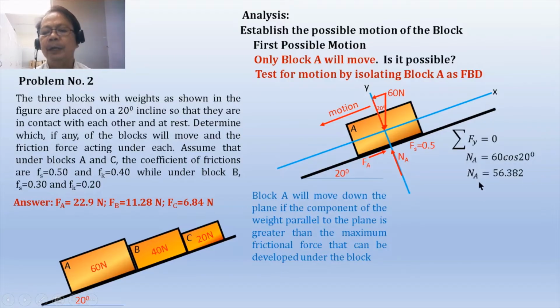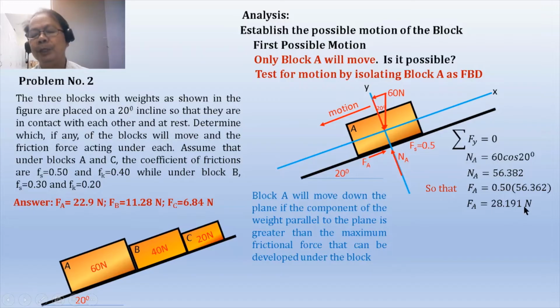Hence, from here, masosolve natin itong N sub A na ang value ay equal sa 56.382. And then, from N sub A, we can compute for this F sub A, this being equal to the product of the coefficient of static friction multiplied by that normal force. Hence, it will be equal to 0.5 multiplied by 56.382. And therefore, our F sub A is equal to 28.191 Newton.